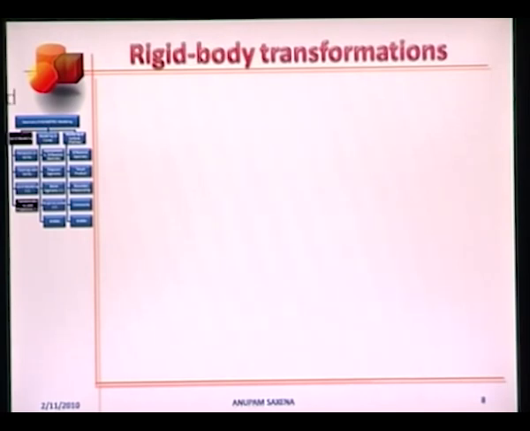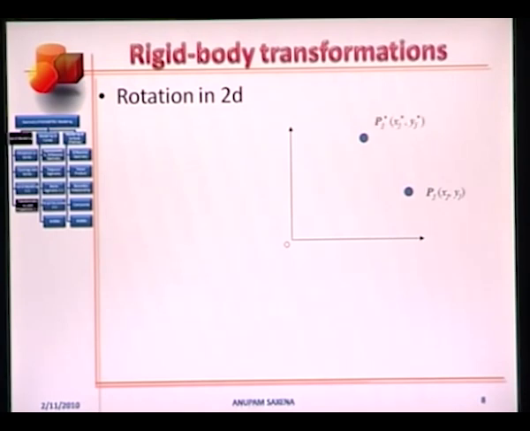Rigid body transformations. Let's take a look at rotation in 2 dimensions. We have an xy plane and we have a point Pj with coordinates xj and yj. Let me rotate this point about the origin O to a new location Pj star with coordinates xj star and yj star.